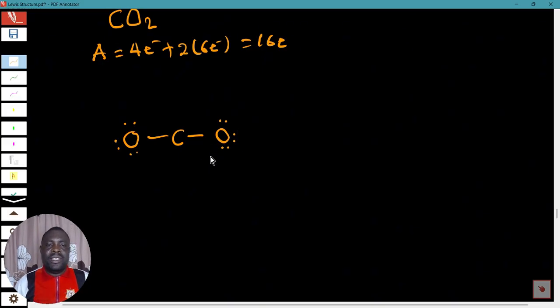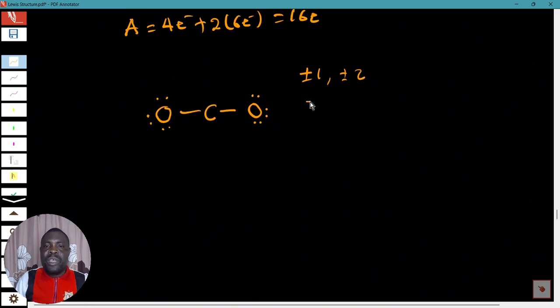The reason is that elements with an oxidation state of plus or minus 1 form only a single bond, plus or minus 2 form a double bond, and plus or minus 3 form a triple bond. Now you know that the oxidation state of oxygen is -2. That -2 implies that oxygen can form a double bond.